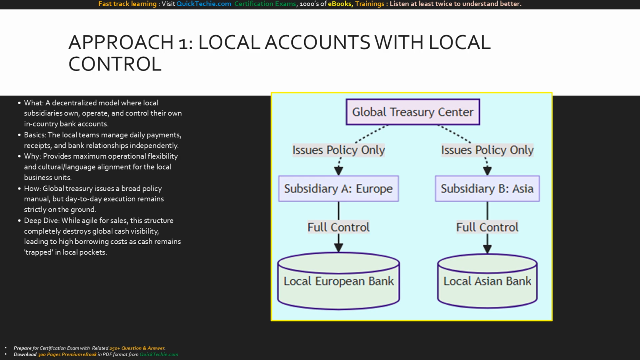Look at this diagram depicting the decentralized approach. At the top, the Global Treasury Center connects to Subsidiary A and Subsidiary B using only dotted lines. This represents that HQ merely issues policy. There is no direct operational control. The solid lines show that Subsidiary A has full, independent control over its local European bank, and Subsidiary B has full control over its local Asian bank. They operate in complete silos. There is no horizontal connection between the banks, visually confirming why cash becomes trapped and invisible to the central group.